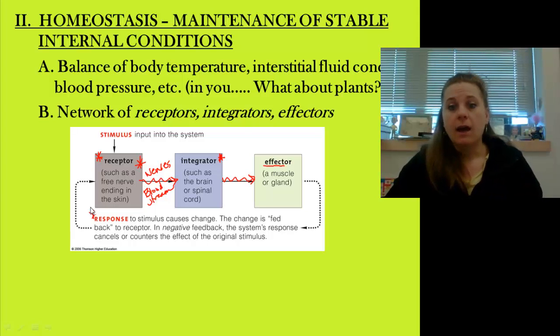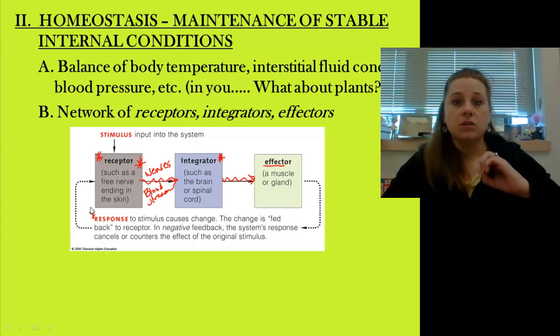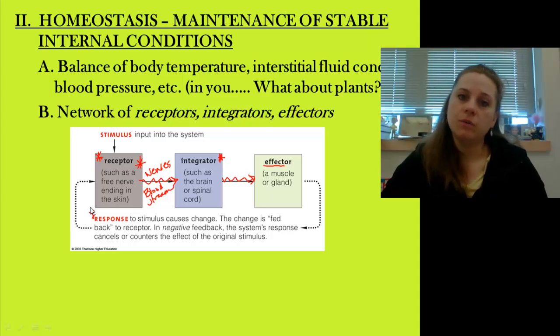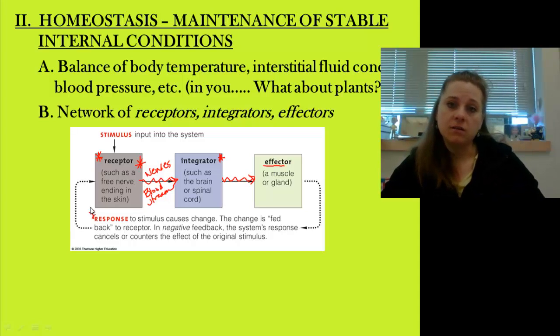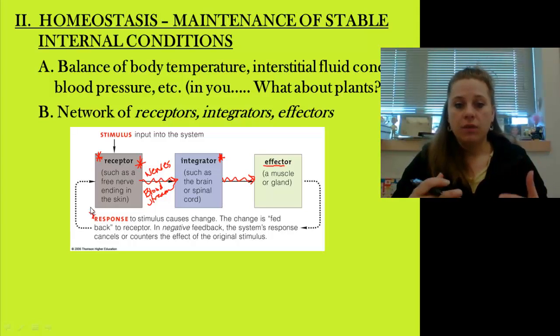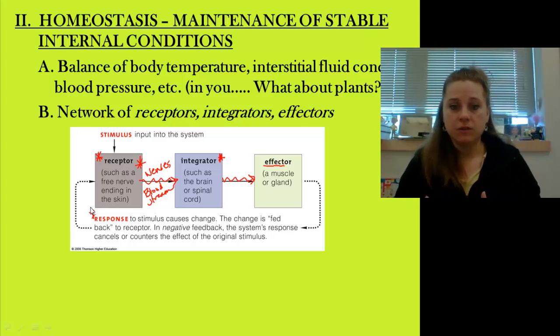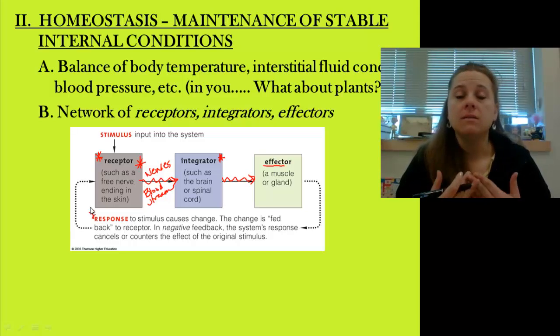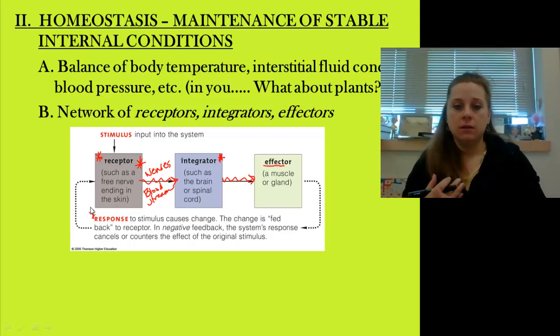Okay, and the effector is my pancreas, which acts as a gland to then secrete insulin to mobilize my cells to pull glucose in. And so that's how we get the change from the stimulus. And it's amazing how fast these happen.